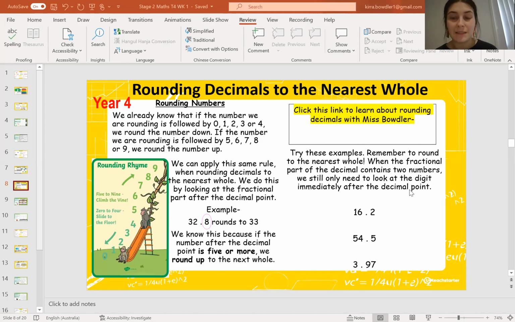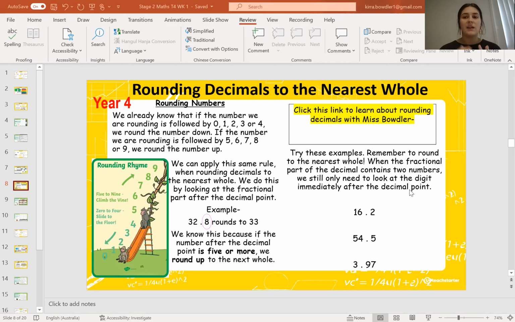Yesterday we learned that a decimal was split into two parts. It's got the whole, the decimal point, and the fractional part. And we also learned that a decimal sits between two whole numbers. Okay, so it'd be in the middle of two whole numbers either side. That's probably the most important part to remember today, because today we're going to be looking at rounding decimals to the nearest whole. So it's really important that you know exactly what a decimal is and where it would sit on a number line, so that we can round it to the nearest whole properly.